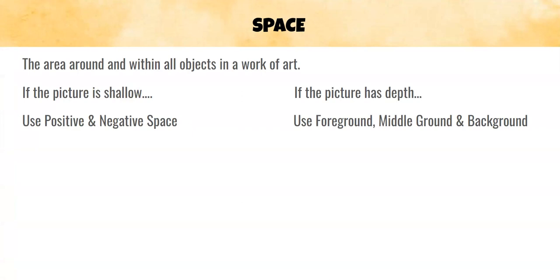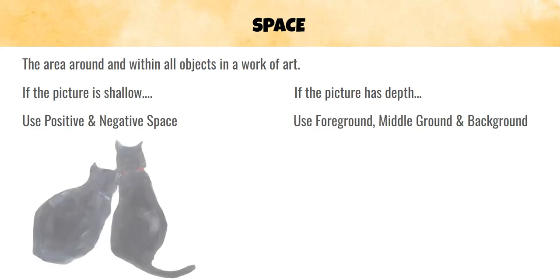Okay, so space is the area around and within all objects in a work of art. There are two different types of space. We talk about positive and negative versus foreground, middle ground, background. We use positive and negative when your picture is really shallow. So like this example here of just the cats. There's not a lot going on. There's not a lot of depth. There's not a lot of things in the space because it's a relatively simple image.